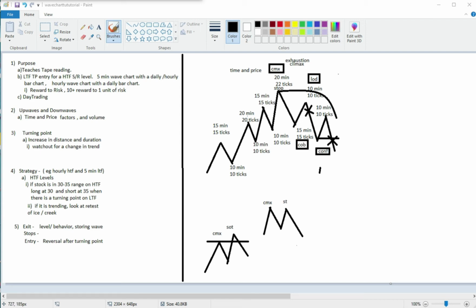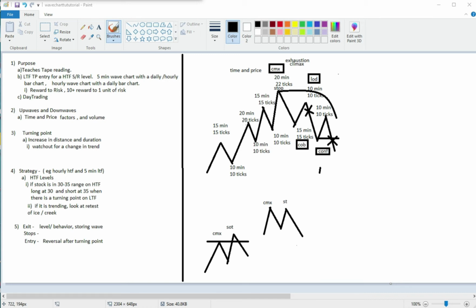The up wave goes up on 20 minutes and 20 ticks, pulls back on only 10 minutes and 10 ticks, again stronger. And comparing the up wave to the prior up wave, it is also stronger. So notice how I'm comparing the up wave to the down wave as well as the up wave to the prior up wave to see if it's getting stronger or weaker.